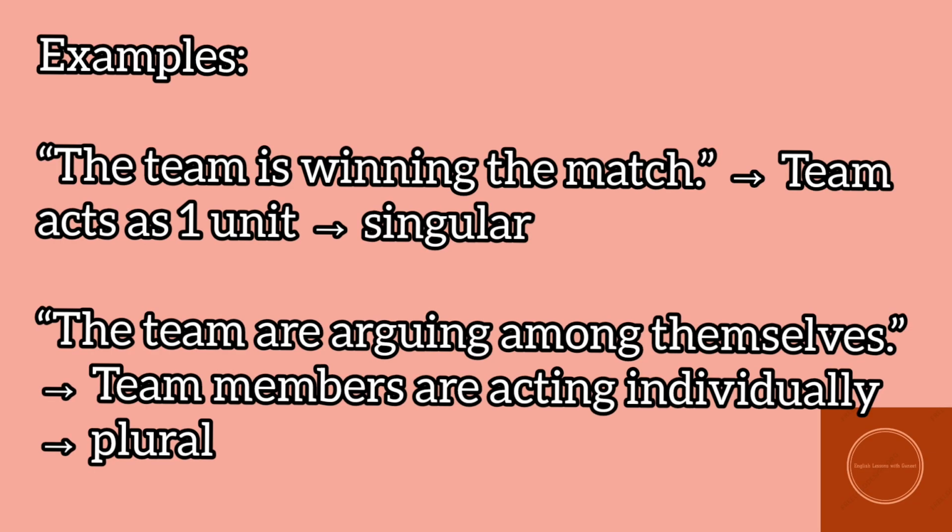The team is winning the match. Here the team, it acts as one single unit. That is why we are using the verb is, which represents one unit. Although there are many members in the team, but they all are representing one single unit. That is why we are using a singular verb, that is is. Now, the team are arguing among themselves. Here, the team members that are there, they are acting individually. That means it is a plural thing now. That is why here we have used the verb are, which is used for plural subjects.